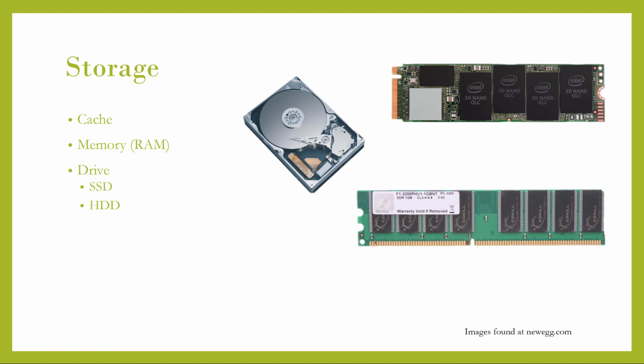Something to keep in mind with these different devices is that the further away from the processor they are, the slower it is at getting that information. Getting it from the RAM is really quick. But even when you're thinking about the cache and the RAM, the cache is even faster.